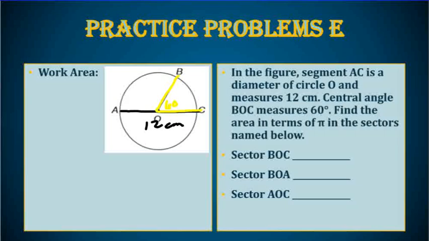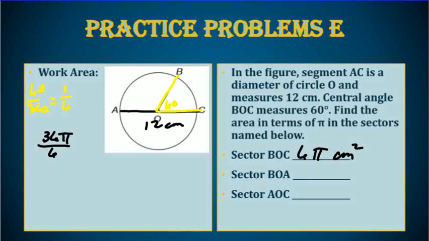Find the area in terms of pi in the sectors named below. So sector BOC, we need to find the area of that. So we have 60 over 360, which is 1/6 of the circle. So the area of the circle, everything's going to be in terms of pi. So if that diameter is 12, the radius is 6, so we got 36 pi divided by 6, because it's 1/6, we would have 6 pi square centimeters.